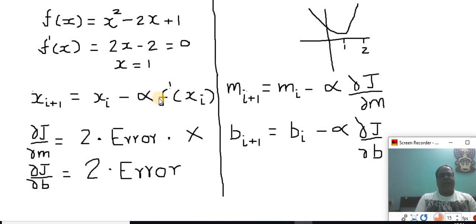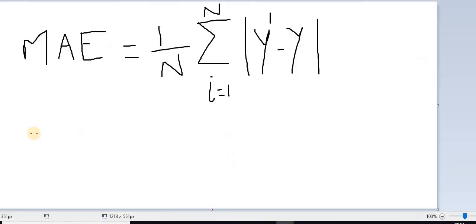What is this f dash? That is the derivative. Here the derivative is denoted by the partial derivative symbol, dou. Dou stands for partial derivative. When we talk about the cost function, it depends on two variables: the weight and the bias. If you want, I can tell you about partial derivatives. For example, you have a function f of x, y, of two variables. This is a very important aspect you need to understand.